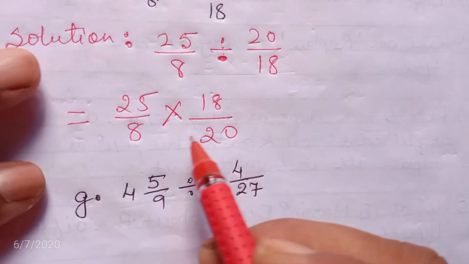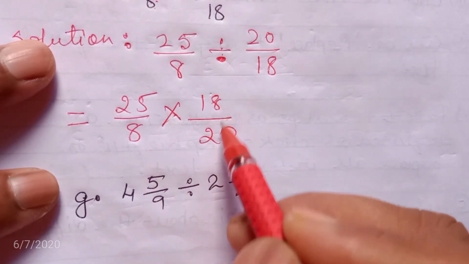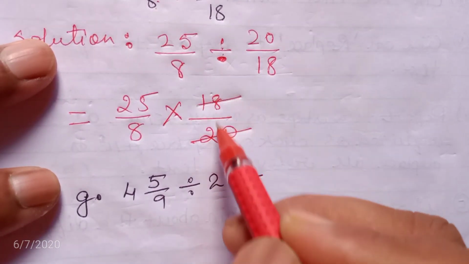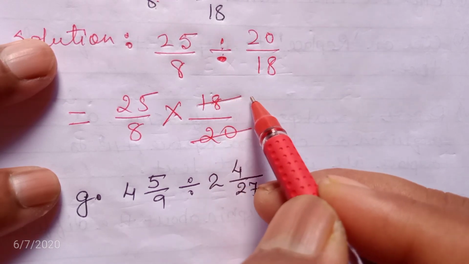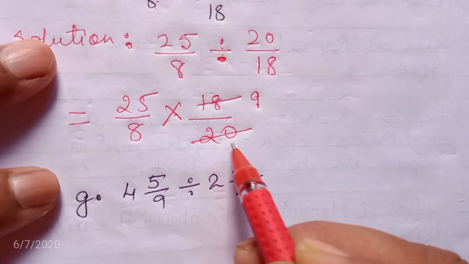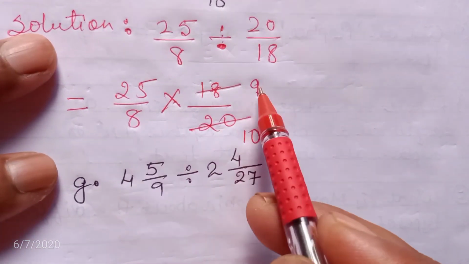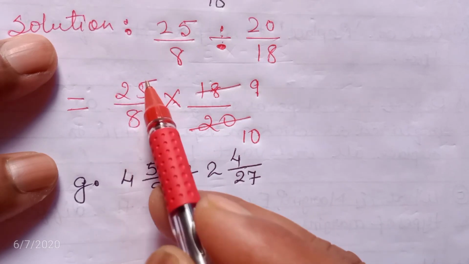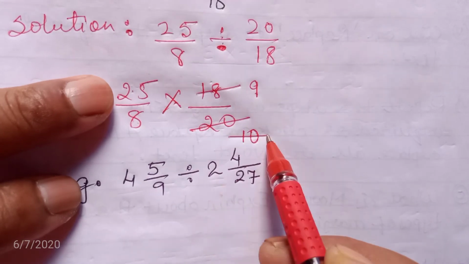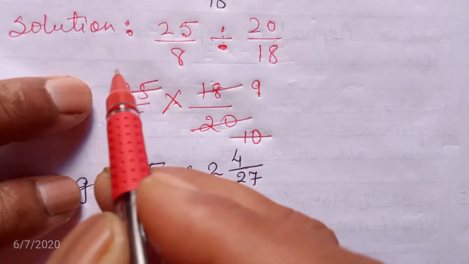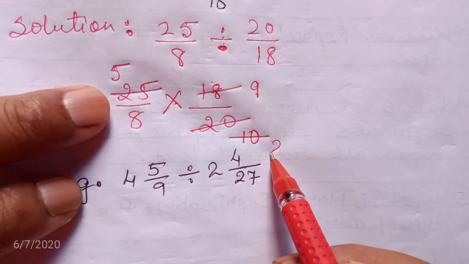Now cancel the common factors. See if any common factors are there. See, 20 and 18 are both divisible by 2, so divide. 2 nines are 18 and 2 tens are 20. Now 8 and 25 are not divisible. See, 25 and 10 have a common factor 5, so divide them by 5. 5 fives are 25, 5 twos are 10.